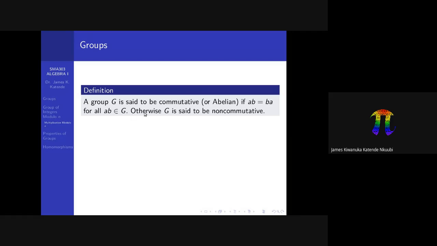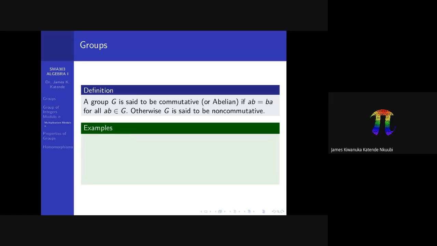So if this doesn't happen, then G is said to be non-commutative. If you can find just one pair of elements which don't commute, then we say the group is non-commutative. For it to be commutative, this must be true for all pairs. So if you just find one pair that does not commute, then the group fails to be commutative. So let's see, here are some examples.